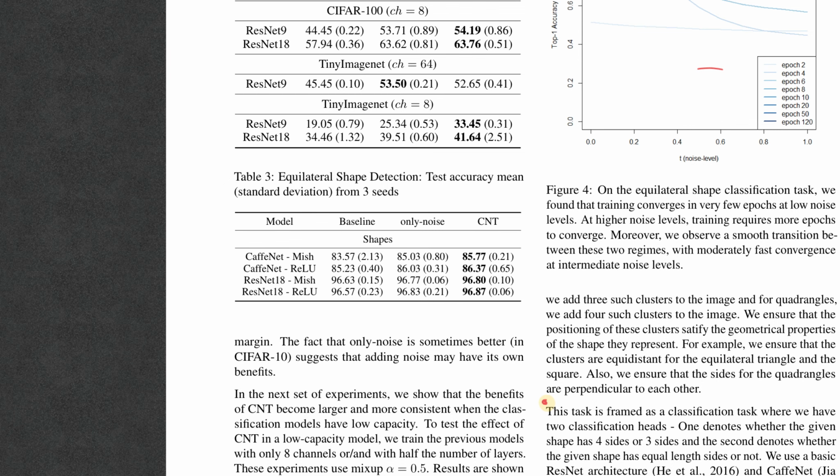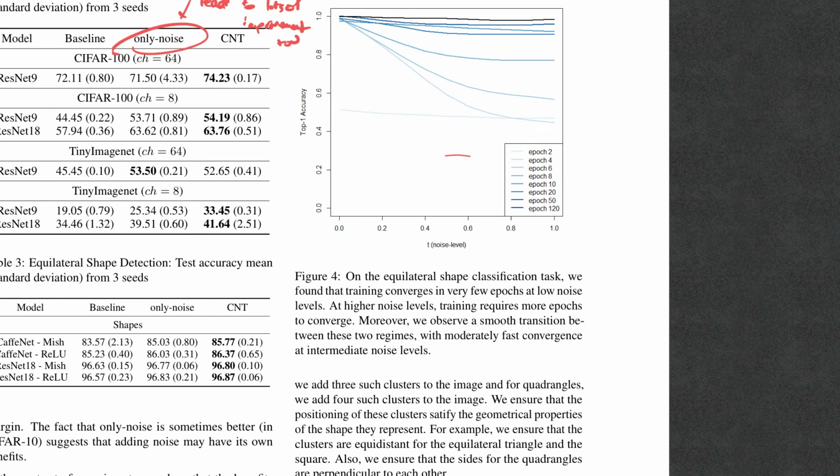And again, the results are shown here, showing that CNT is generally doing better. One other interesting finding in this shape detection task is that they figured, let's read this part together: training converges in very few epochs at low noise level. At higher noise level, training requires more epochs to converge, and there is a smoother transition between these two regimes.